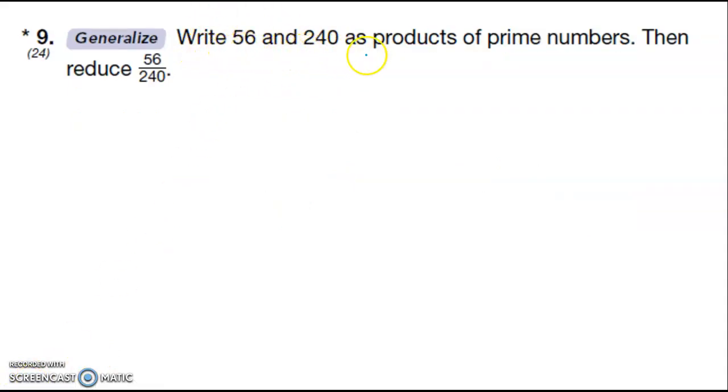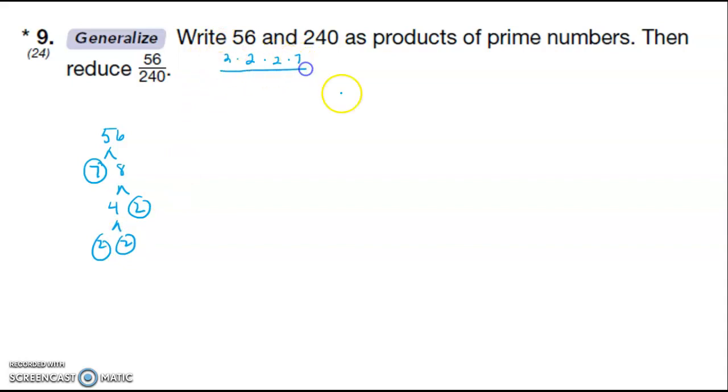All right, write 56 and 240 as products of prime numbers and then reduce. Lovely. Okay. So 56 is 7 and 8. 7 is prime. 8 is not. So there's my prime factorization of 56. I'm going to write that up here. 2 times 2 times 2 times 7 over, let me do 240 here.